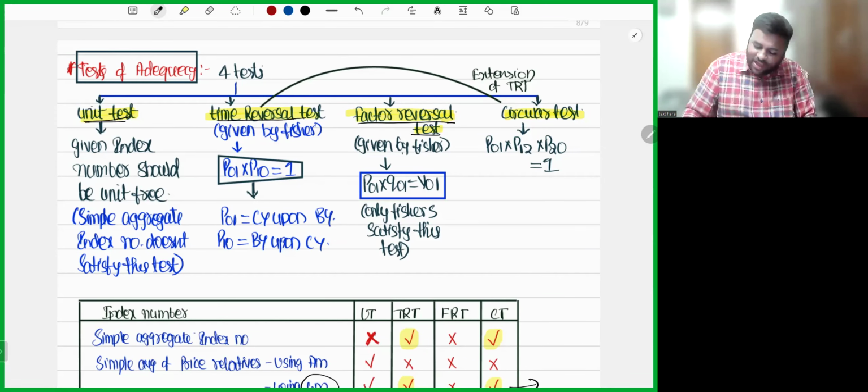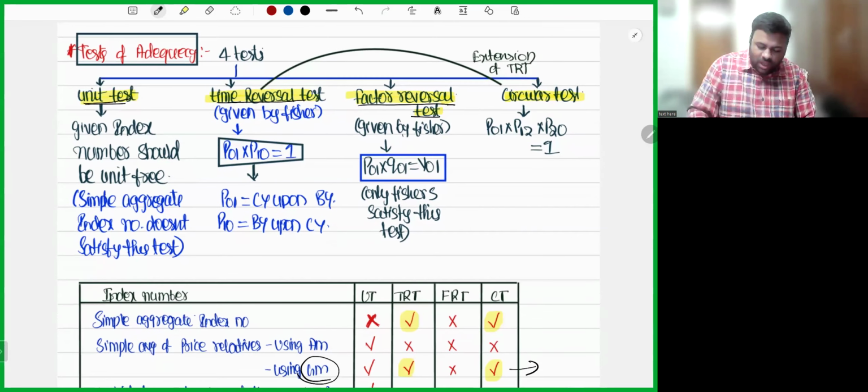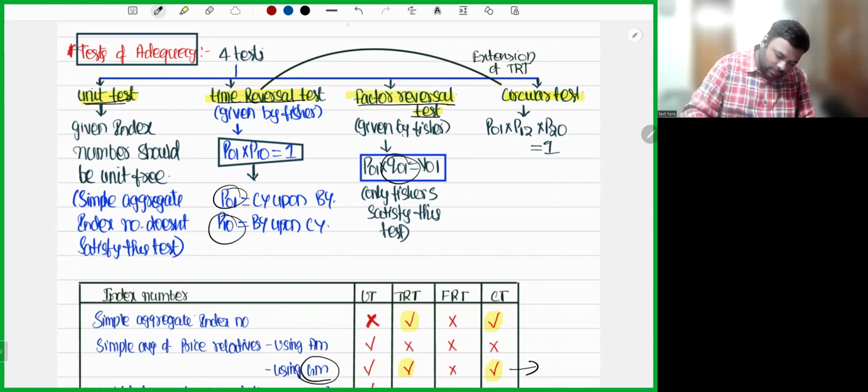This factor reversal test, how will you get it? If you multiply P01 and Q01, you have to get V01. That is called the factor reversal test. Now, what is this P01, Q01, P10?